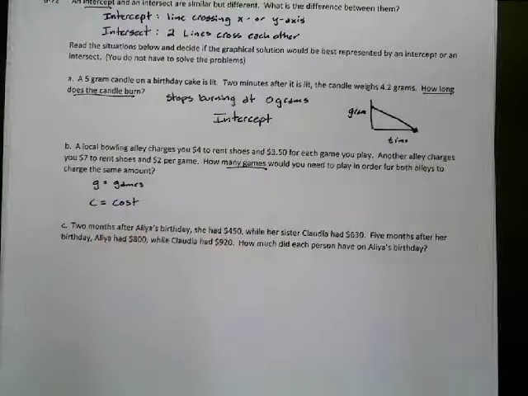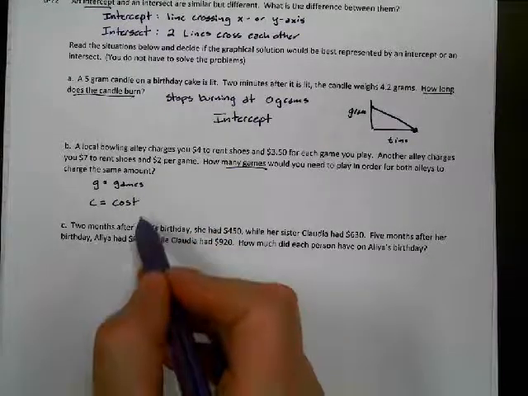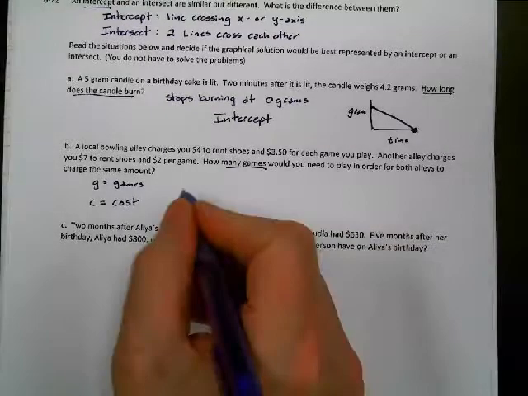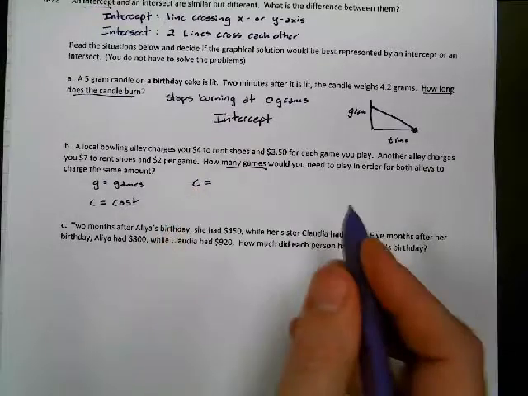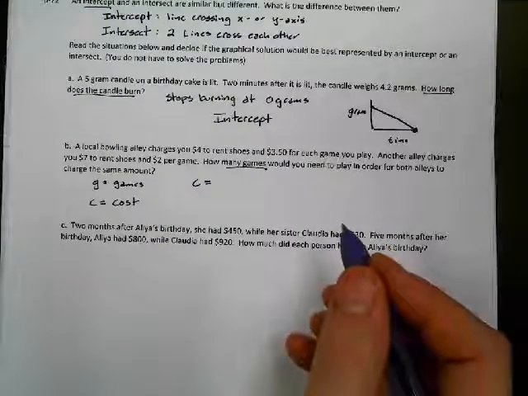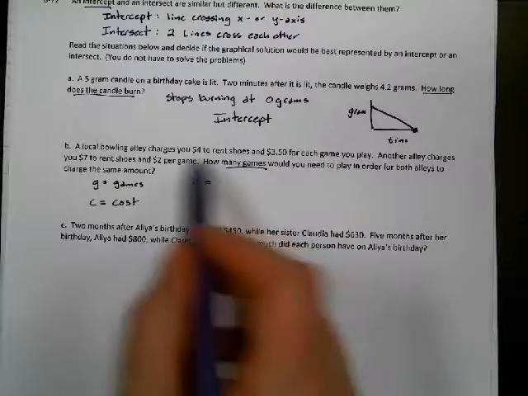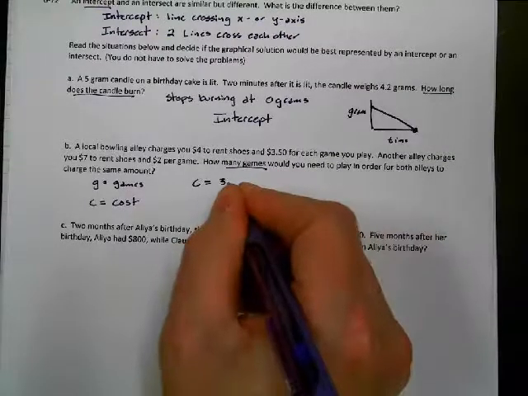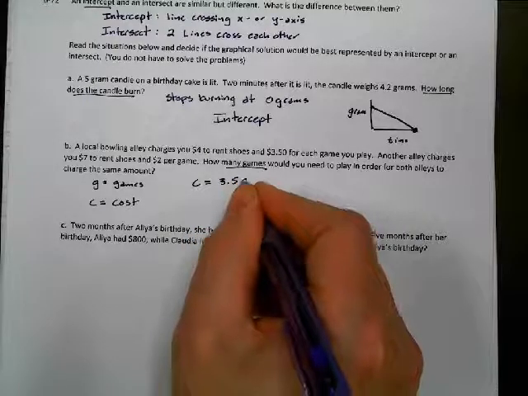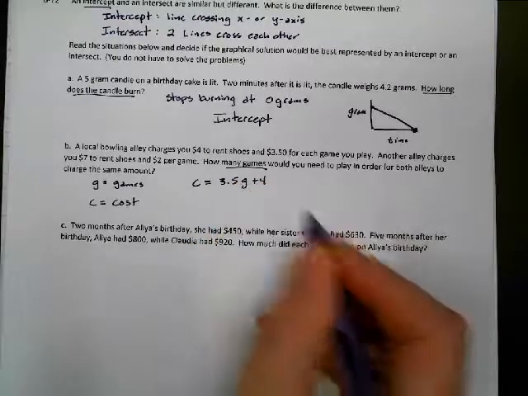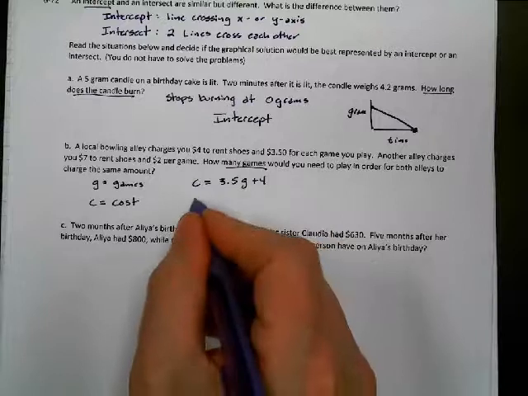Now the cost is made up of two things. Cost is made up of the number of games, and then you have to rent shoes too. And you only rent shoes once. So for this first one, it would be 3.5 times the games plus the cost of the shoes. And then for the second situation, we'd have $2 per game plus $7 to rent the shoes.